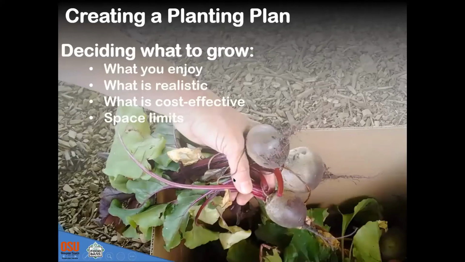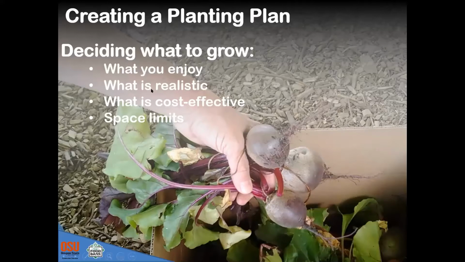When you think about what you want to grow, you're going to want to think about what you like to eat. I know that seems really obvious, but I've spoken to other gardeners who grow things and then it's really not something that's part of their diet. So really think about whether you want something. Don't just grow it because you think all gardeners grow it. Grow things that are realistic.